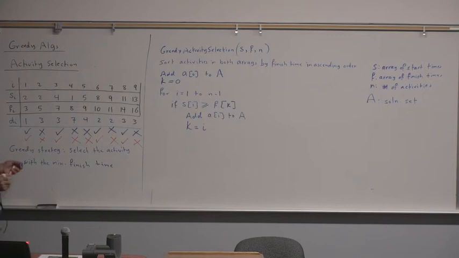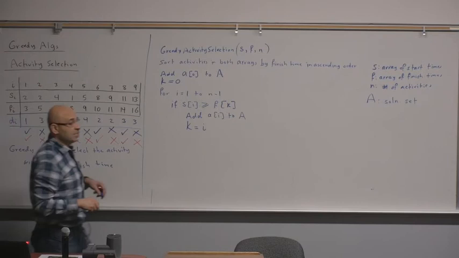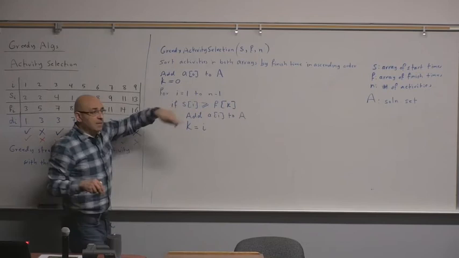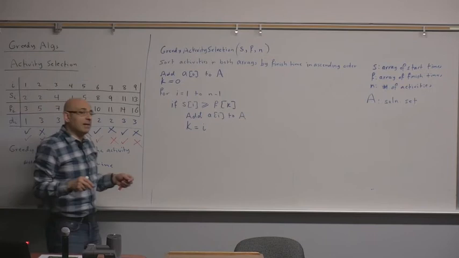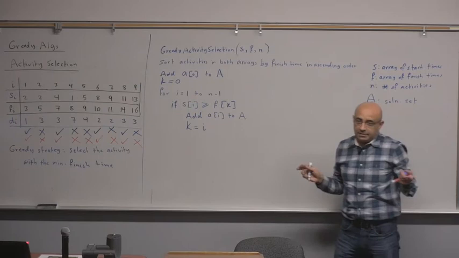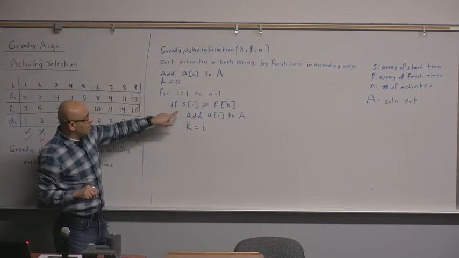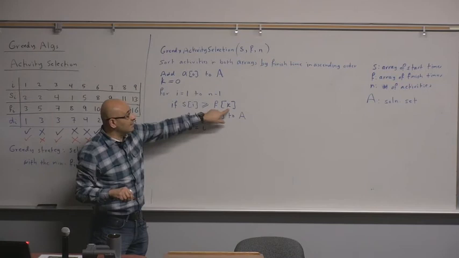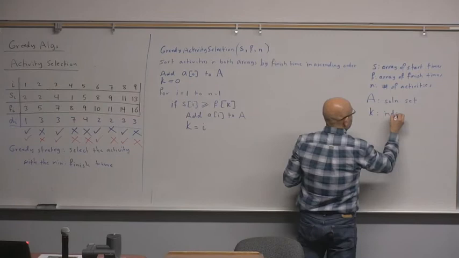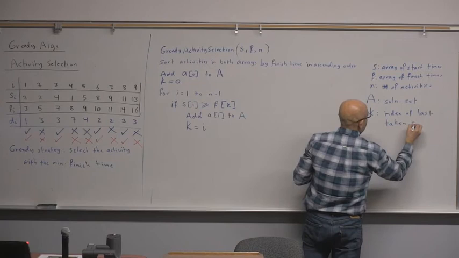And in fact, that's it. That's all I need to do. So I just sort them by finish time. Then the first one will always be in the solution. I'm guaranteed to have at least one activity in the solution. The solution will never have zero activities. So it's going to be A of 0. Then I go through the other activities and check if their start time is greater than or equal to the finish time of the last taken activity. So K is the index of the last taken activity in A.